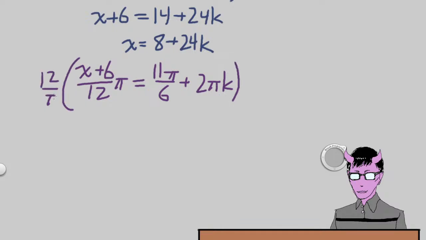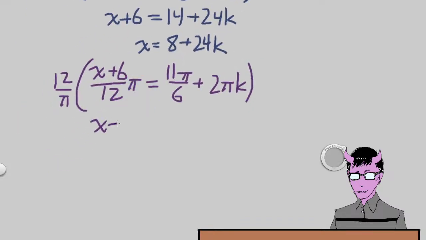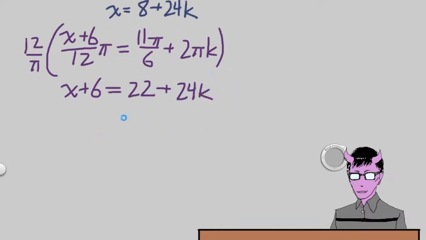Times π/12 again to clear those two, getting us x plus 6. And then this one times this one. The π's cancel, and then this one partially cancels, leaving us at 2 times 11, which is 22. And then this one times this one, it's going to give us 24k. And of course, solving for x is thus equal to 16 plus 24k.